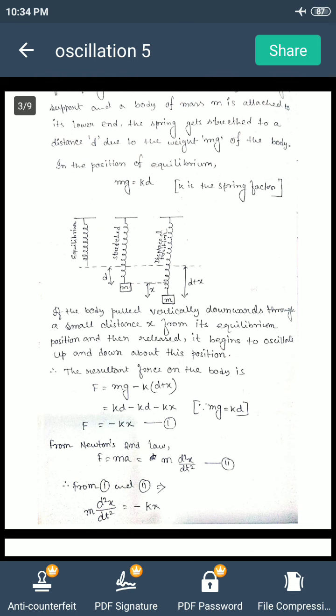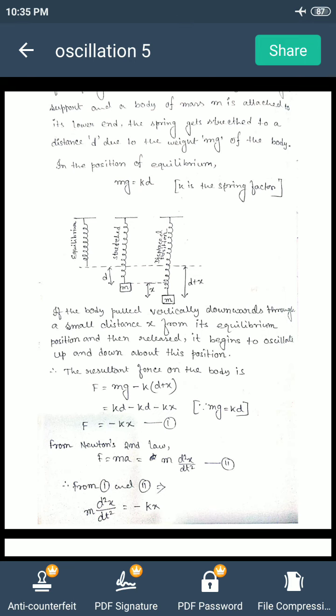Now if the body is pulled vertically downward through a small distance x from its equilibrium position and then released, it begins to oscillate up and down about its mean position. The weight mg of the body acts vertically downward, while the restoring force we can write as k(d + x). In this figure you see that when it moves up and down it covers the distance d + x. So the restoring force F = k(d + x), due to elasticity, acts vertically upward.